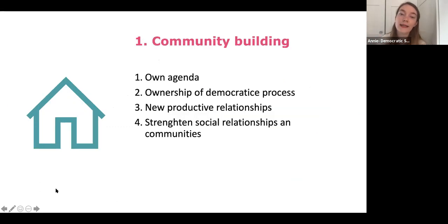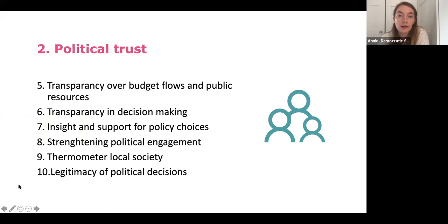So community building, for example, people can set their own agenda. They've got an ownership of the process that they're running. It can actually help build new productive relationships, perhaps between local authority or different members in the community. And that, again, can strengthen social relationships and communities. Political trust, so things like openness and transparency about how money works and how public resources work. Not everyone in the community might understand that process, so opening that up to people and that education element can help build trust.